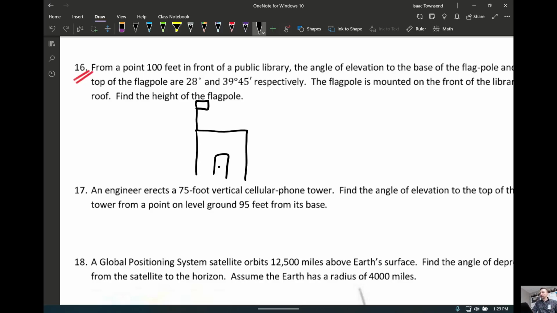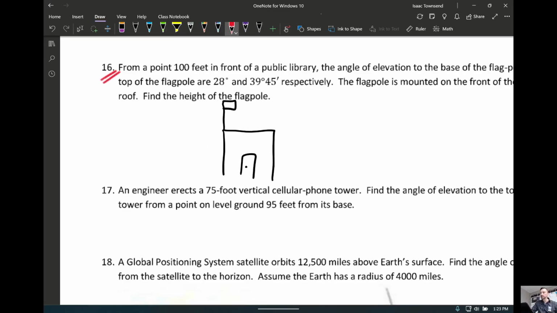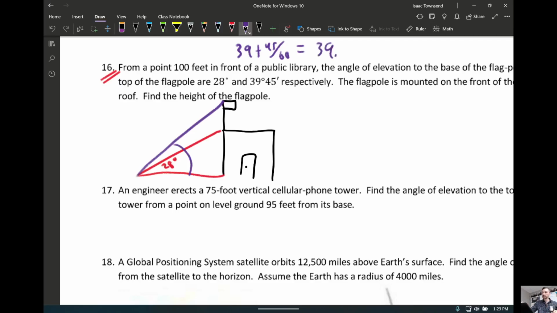It said the flagpole is mounted on the top, on the front of the library's roof. So the flagpole is up there. They gave you two angles. The angle to the bottom of the flagpole is 28 degrees, and the angle to the top of the flagpole is 39 degrees, 45 minutes. Just like one of the homework questions a minute ago, you really need to change that to a decimal. That's the same as 39.75.